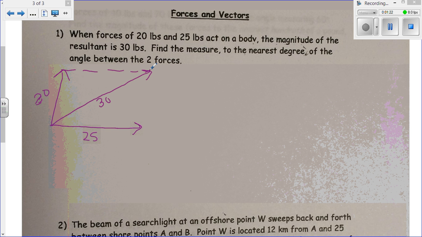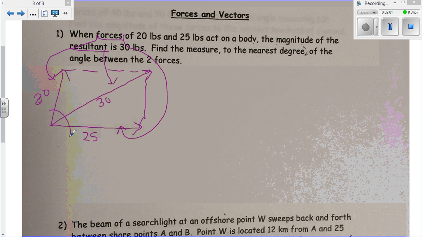And as you can see, we can create a parallelogram. Magnitude is just a distance, means distance. This is the resultant, is the line there, and the forces are here and here. So find the measure to the nearest degree of the angle between the two forces. So we need to find this big angle here.